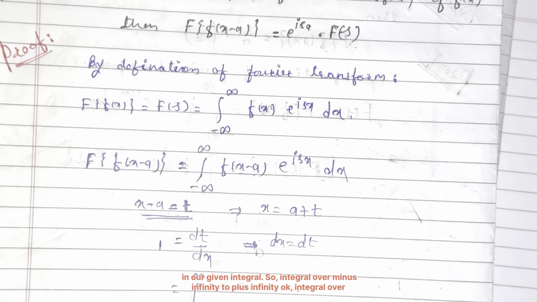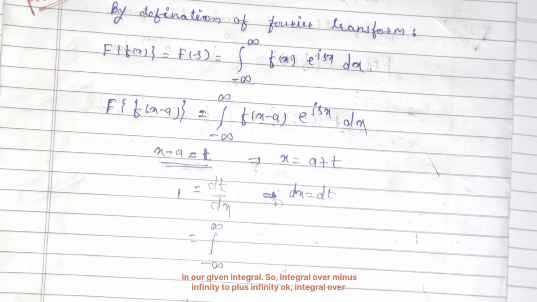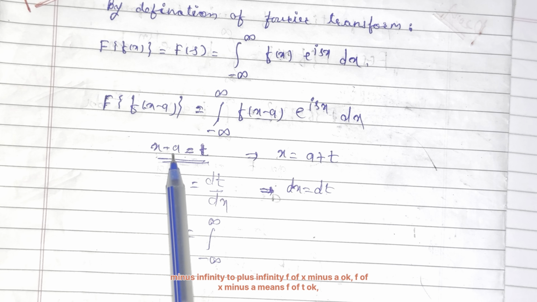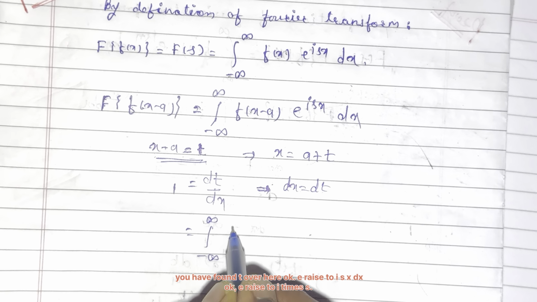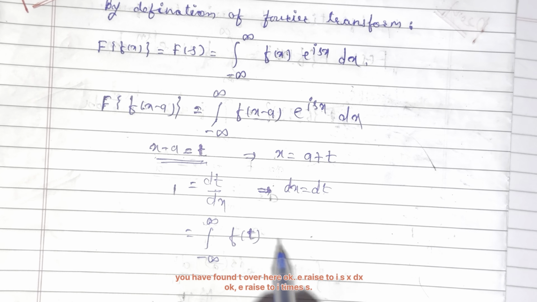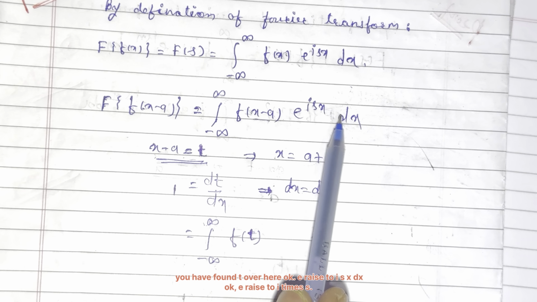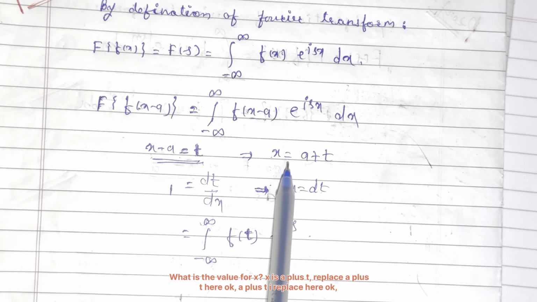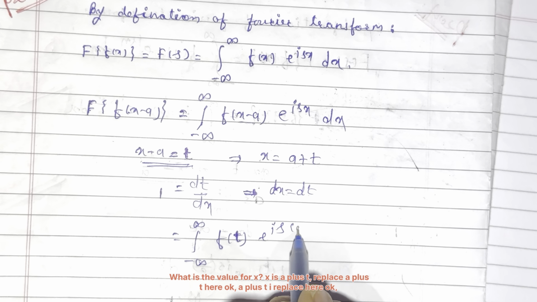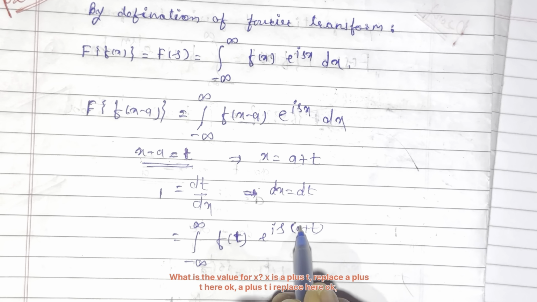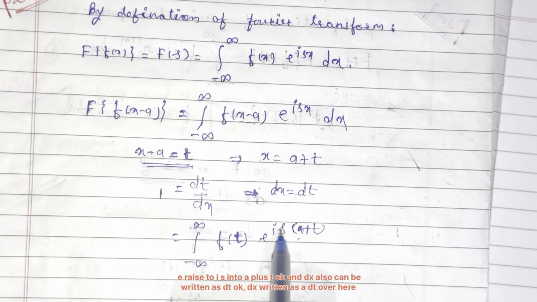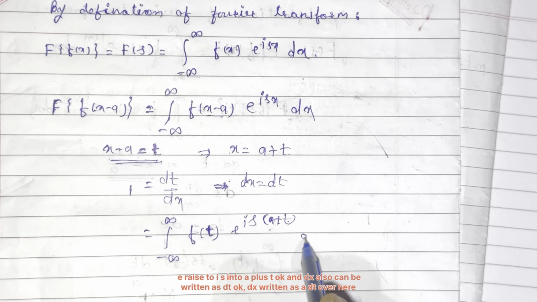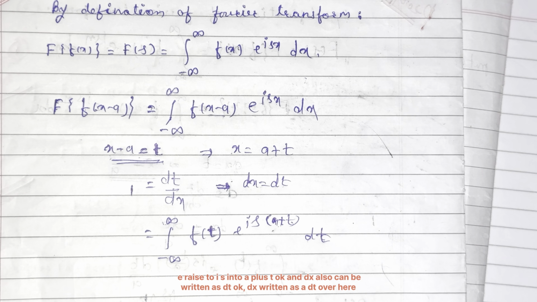So the integral from minus infinity to plus infinity of f of x minus a, which means f of t here, e raised to i s x dx. What is the value for x? x is a plus t. I replace a plus t here, so e raised to i s into (a plus t), and dx can be written as dt.